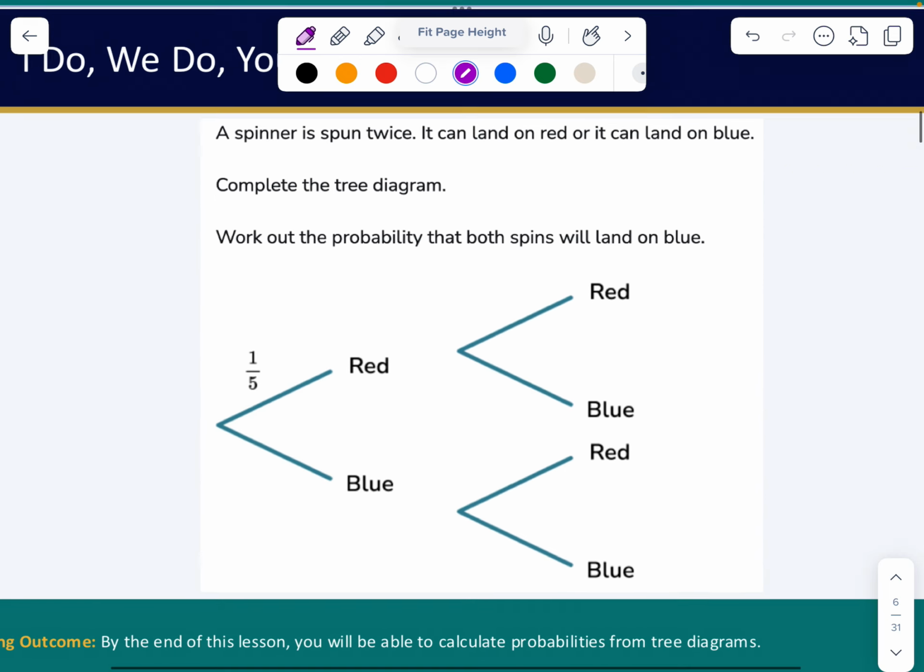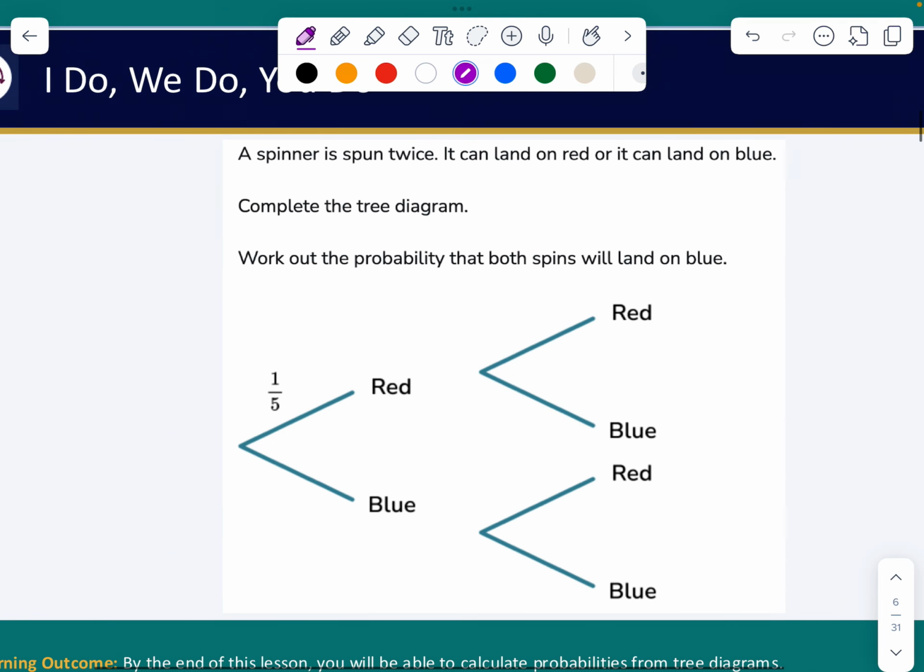So let's go and have a look at a tree diagram. A tree diagram in this case, it's like a path. That's how I like to envision it.